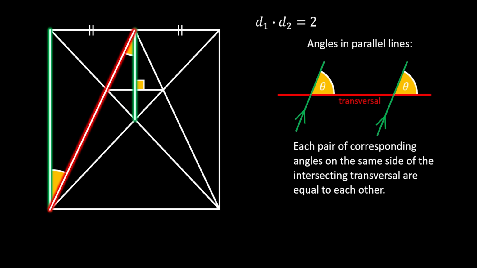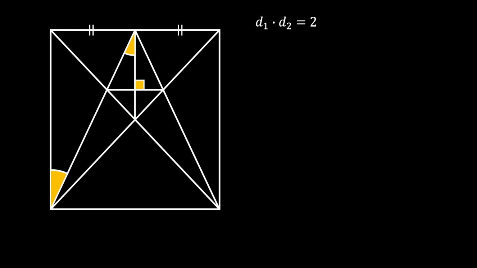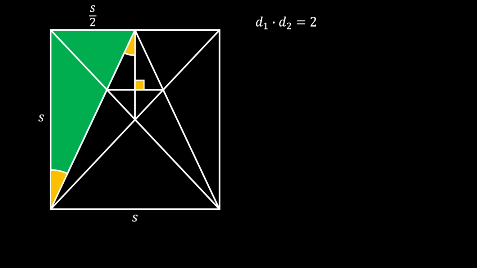Alright, so now let's go ahead and label the sides of the square as S. And we can say that the upper left segment of the upper side of the square must be equal to half of the side of the square. Next, we will take a look at this green triangle and this blue triangle. Both of those triangles are right-angled triangles, and both of them have the same acute angle. This means that those two triangles are actually similar.